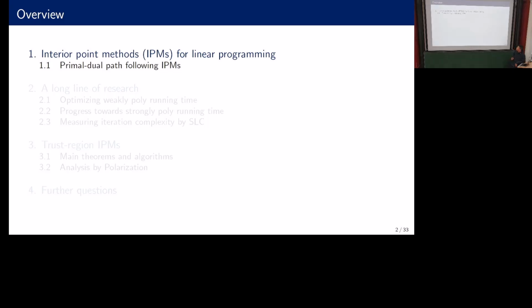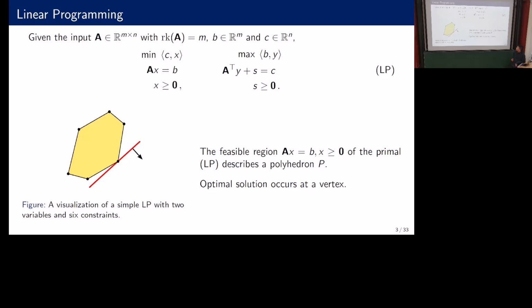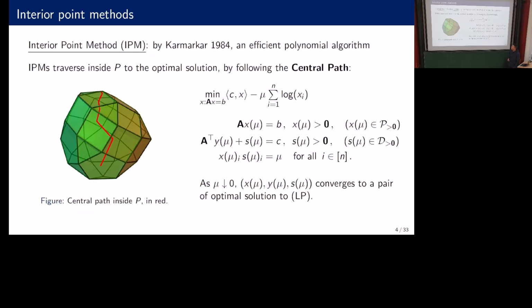But first of all, what is an interior point method? So I can write down a linear program in its standard form, and I can also write down the dual program of it. Recall that the feasible region of an LP describes a polyhedron, and the optimal solution to the LP occurs at a vertex of the polyhedron. So what an interior point method does is to traverse inside the polyhedron, as opposed to traversing over the edges of the polyhedron as in simplex, to the optimal solution by following the so-called central path object. This type of algorithm was first devised by Karmarkar in 1984, and it provides an efficient polynomial algorithm in theory as well as in practice.